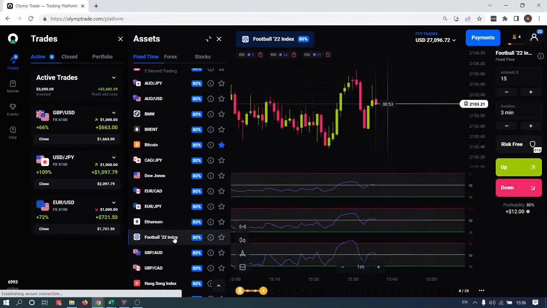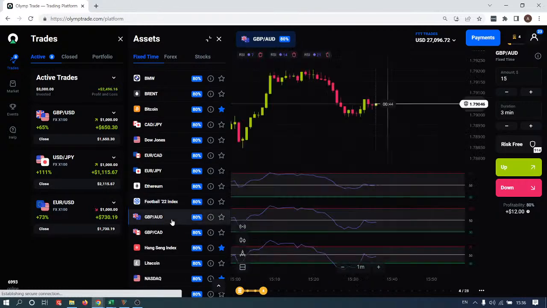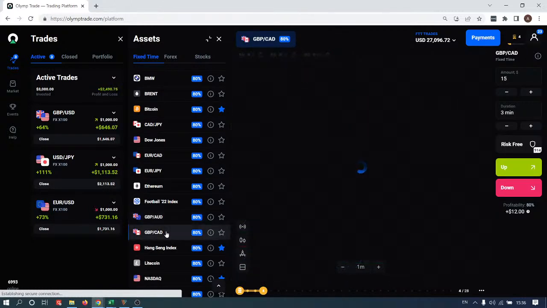So by the way, football 22 index. We have this special index designed towards the tournament that is going on. Very interesting thing.